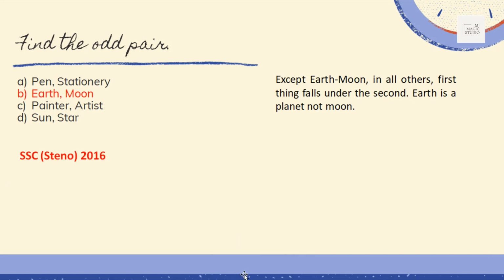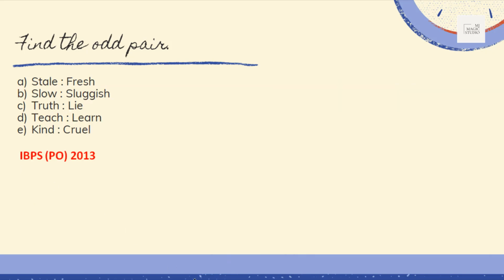Yes, except earth and moon, in all others, the first thing falls under the second. Pen is a type of stationery, painter is related to artist, sun is a type of star, but earth is a planet, earth is not a type of moon, earth is not a satellite. Earth is a planet and moon is a satellite. So earth and moon is the odd pair in this particular question. Next one is on your screen, please try.